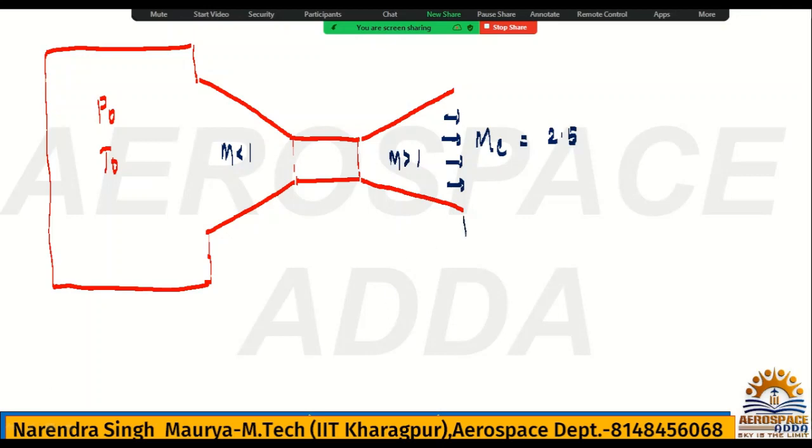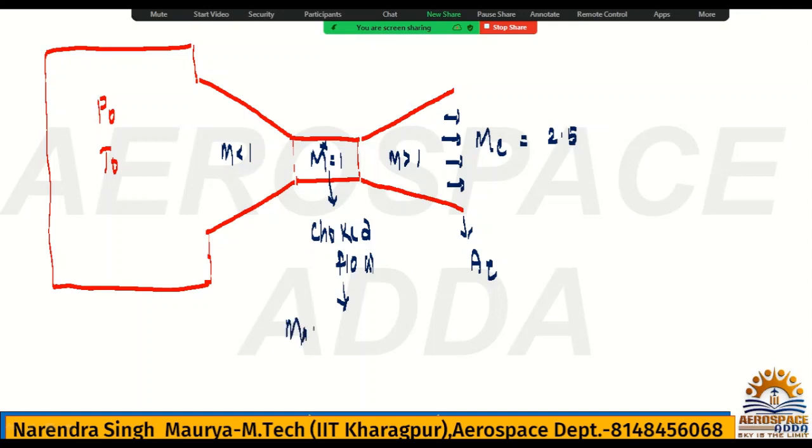Right? This area will be the exit area AE, and obviously here M is less than 1, here M is greater than 1, so this will be M equal to 1, which is nothing but A star. And if somebody asks you, is it choked flow or not? Yes, it is choked flow. Choked flow means once the Mach number reaches sonic flow at the throat, then you can say it is choked flow. So whatever mass flow rate you calculate for the choked flow is always the maximum mass flow rate.